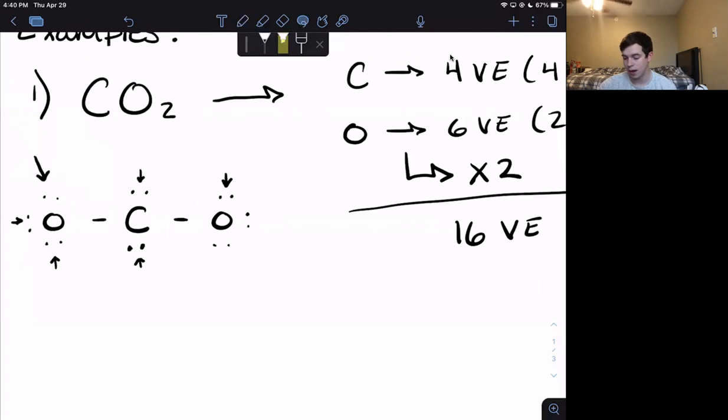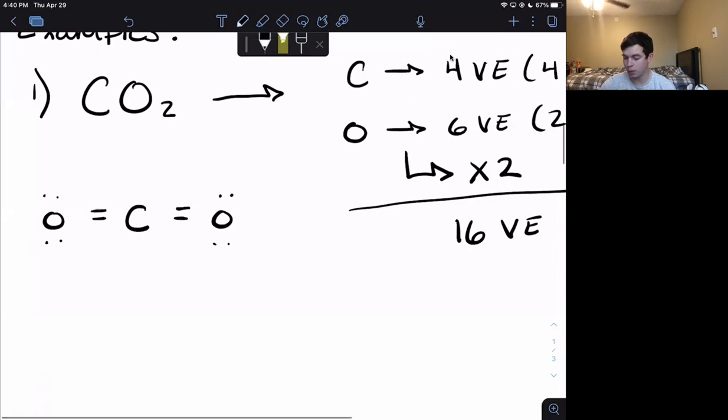So we're going to have to add in double bonds. So to add in double bonds, we can erase a pair from the two atoms that are sharing the bond and add a bond in there. And then we can see we still have two too many. So we're going to erase again and add one more double bond.